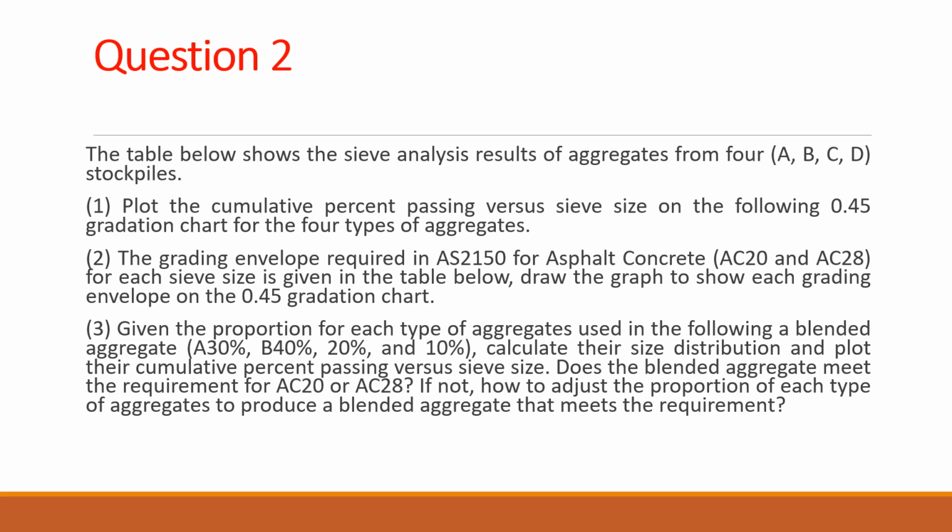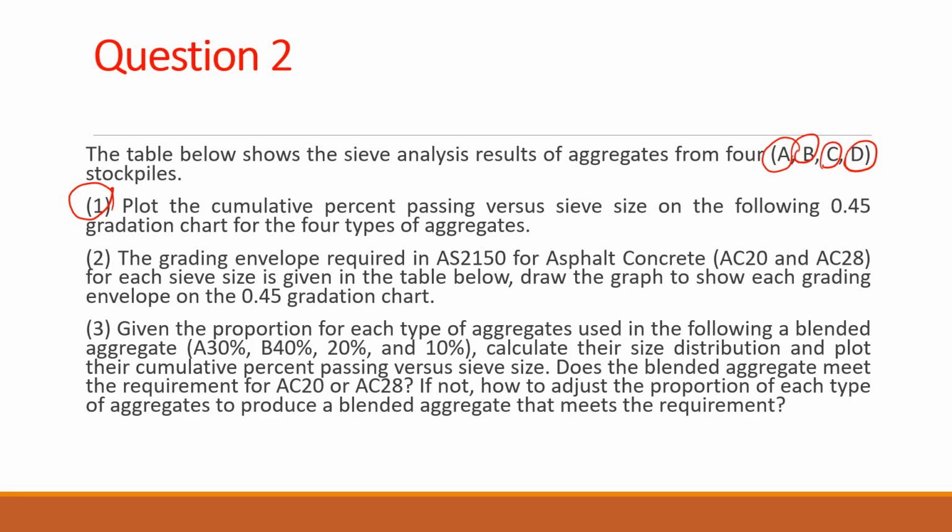So there are four aggregates. These are the aggregates which are available in the market. So A, B, C, and D. And these aggregates have different particle size distributions. I'll show you the table in a minute. They are asking us to plot the aggregate grading, percentage passing, in a graph. So the first question is for us to plot the percentage passing in the grading graph.